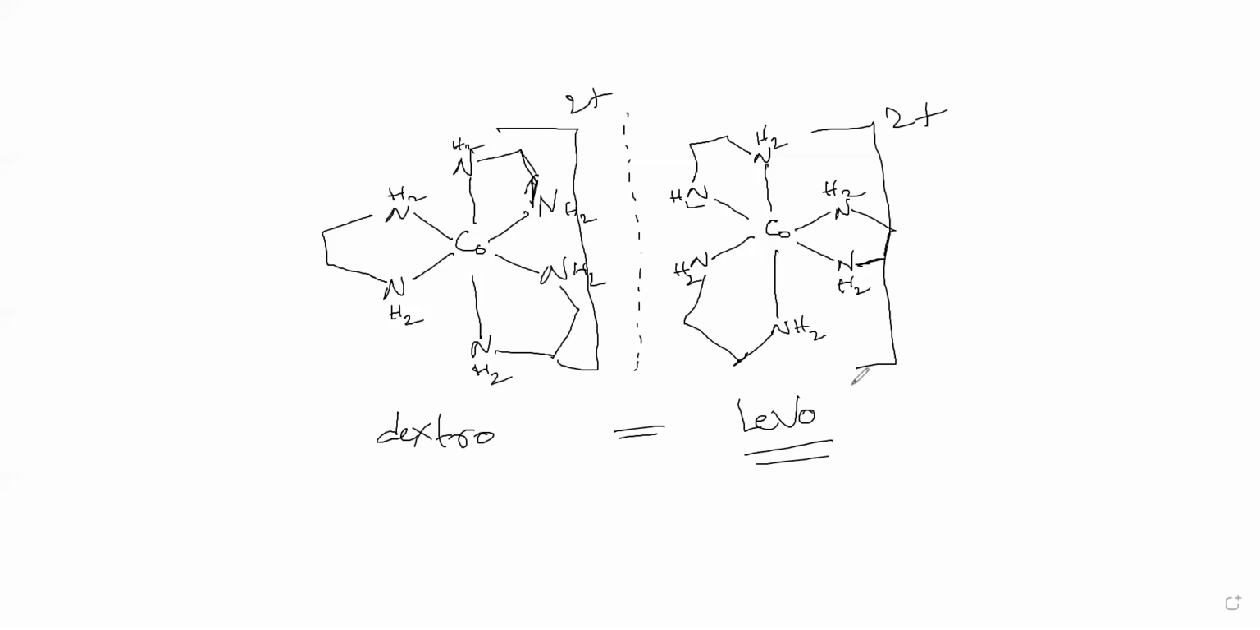Okay, sir. Next one. So let's try this one. CoCl2 (NH3)2 en. For this complex, we have to write optical isomers.